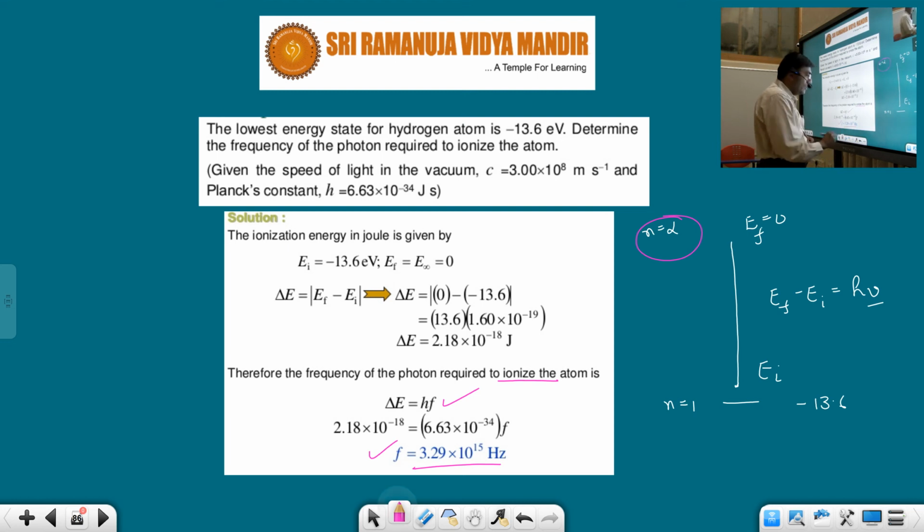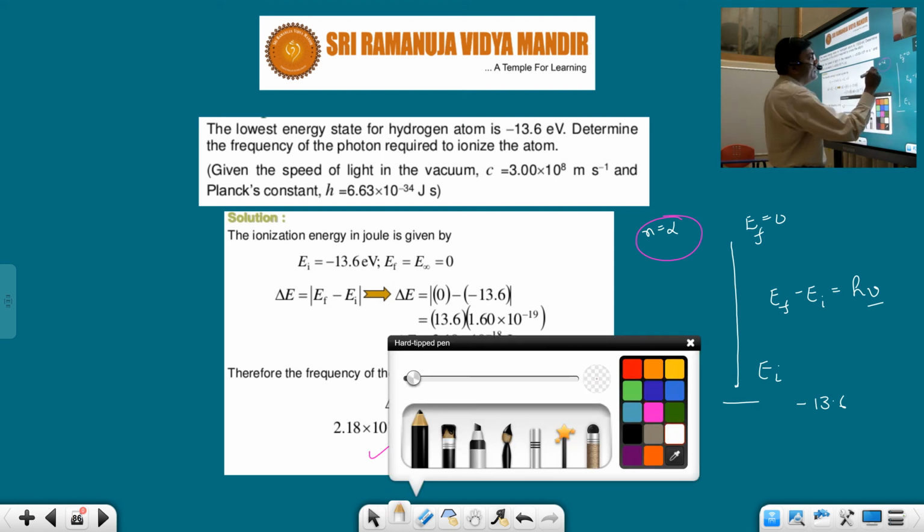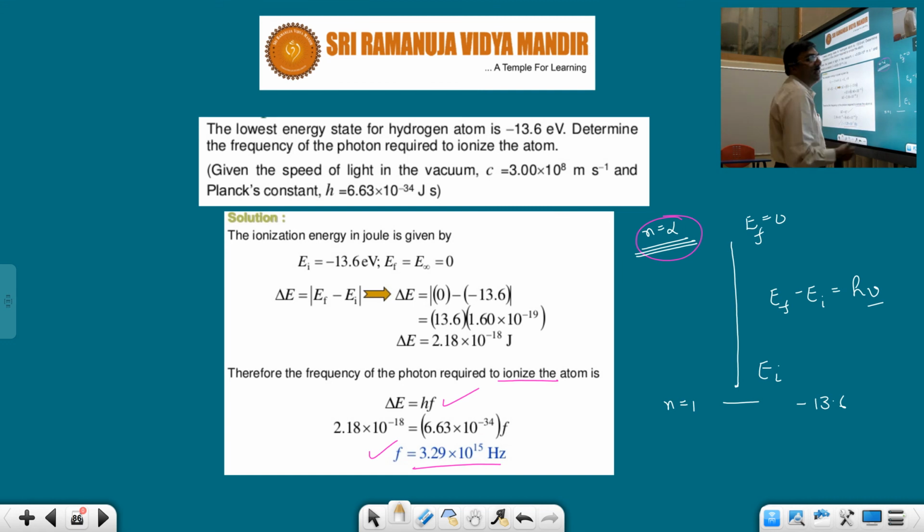Final is 0. So infinity orbit. This is infinity. Infinity energy is 0. That means you are taking it out of the nuclear attraction. When there is no nuclear attraction, energy will be 0. I hope you understood. So that is the importance of the word ionize. If you don't understand this word, you will be missing the ionization energy concept.